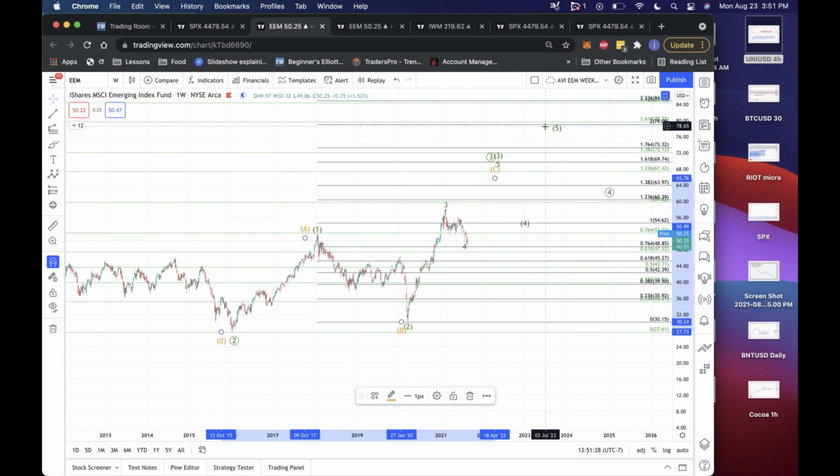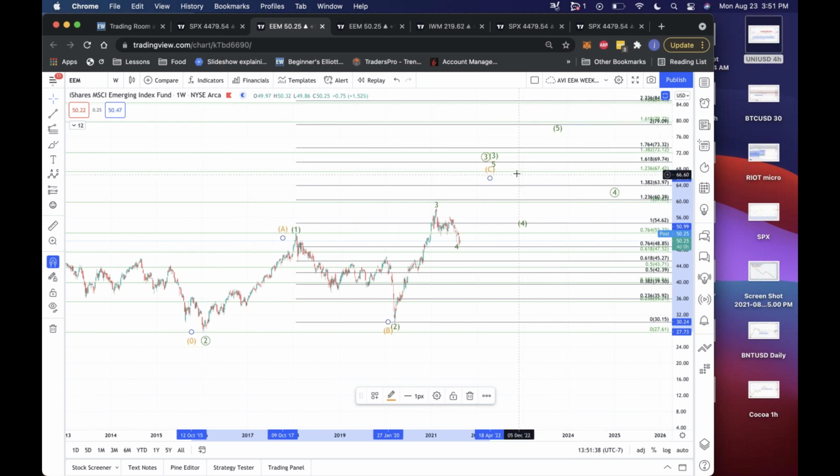So, for those of you who are playing this setup for a little bit longer term, I as well am playing this setup. I've started accumulating some EEM. I will be targeting the 1.236 to, roughly, let's say the 67 to 72 region here. I think that's reasonable that we reach that.